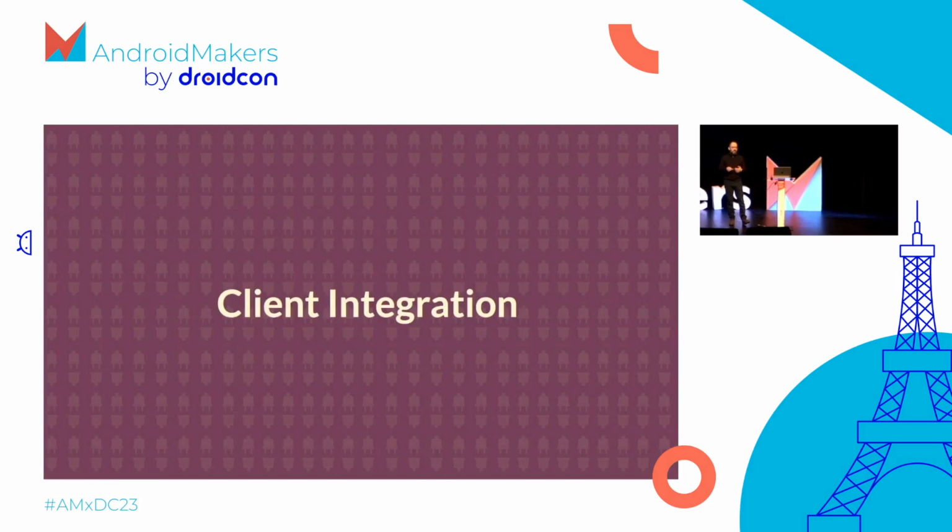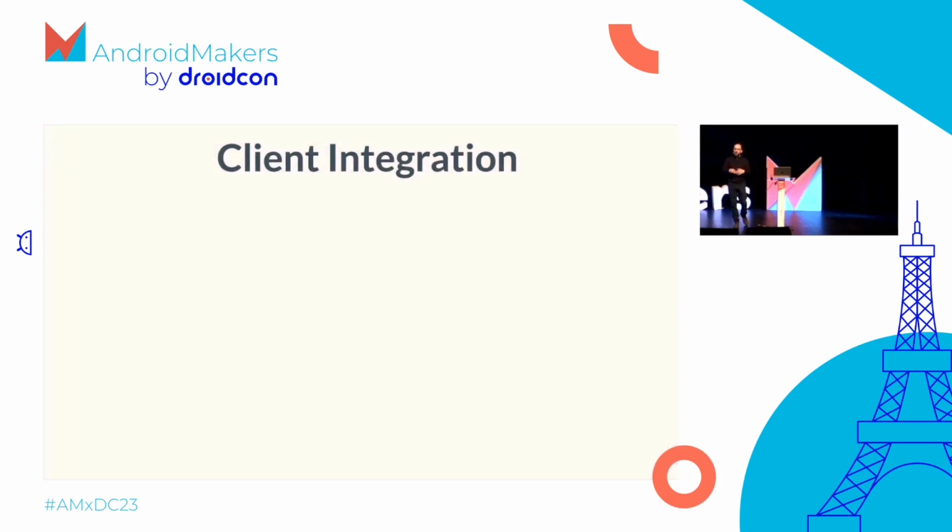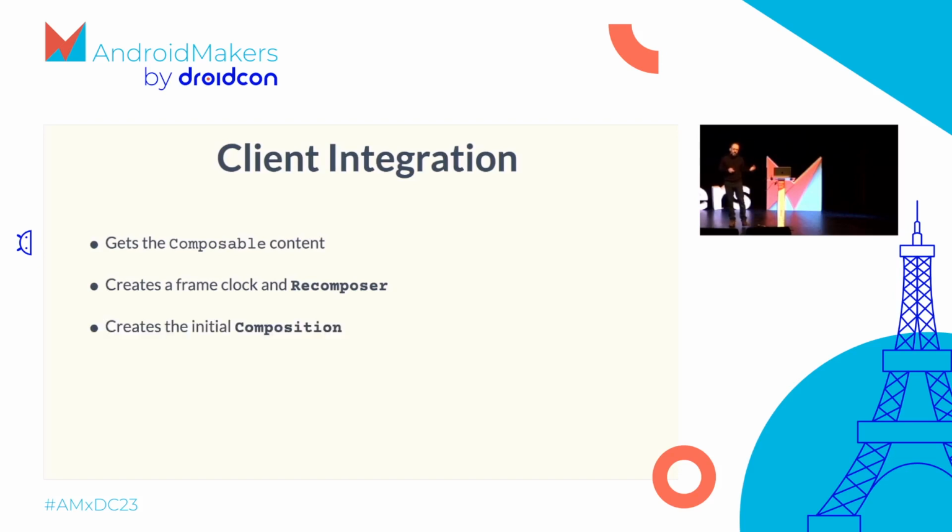What is client integration and how does it work? Has anyone checked what set content function is doing under the hood? No? Yep, cool. 1%. But yeah, we'll just simply explain what this client integration or set content is doing under the hood. It is getting your composable content because it needs to know what composables that you have given, right? Then what happens is that it creates a frame clock and something called Recomposer. Again, not surprisingly, Recomposer is the one who is managing the recomposition things. Like, it is just orchestrating this recomposition, listening to the state changes and letting the Compose know that I need to recompose right now. It also creates the initial composition.